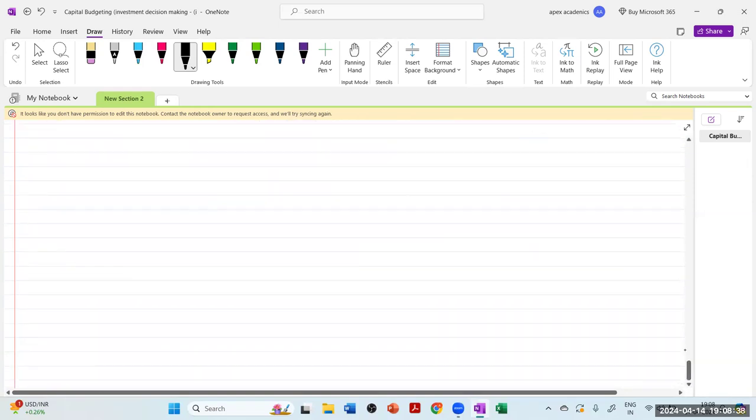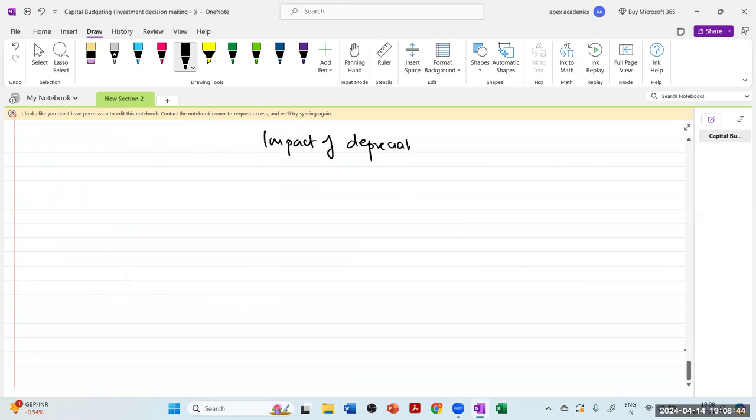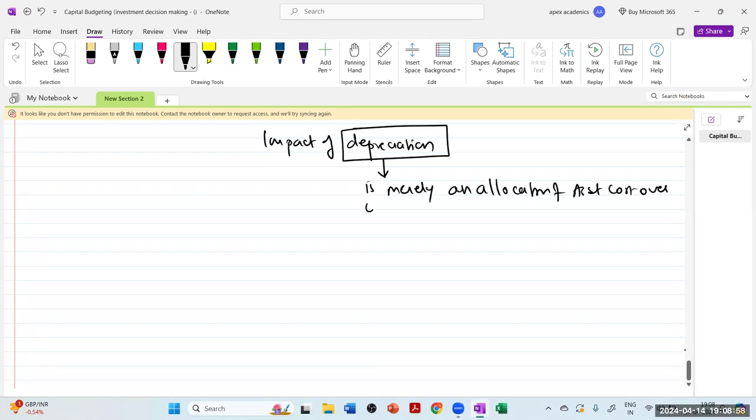Next is impact of depreciation on calculations. Now, please focus. This is very important. Depreciation is merely an allocation of asset cost over its useful life. Depreciation is a non-cash expense. You don't incur it every year. You just allocate the cost of the asset over the life of the asset, thereby ensuring the matching concept in accountancy. It is a non-cash expense, yet it is a tax deductible expense.